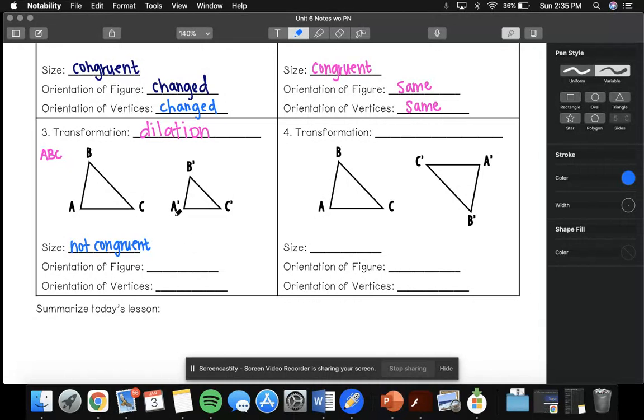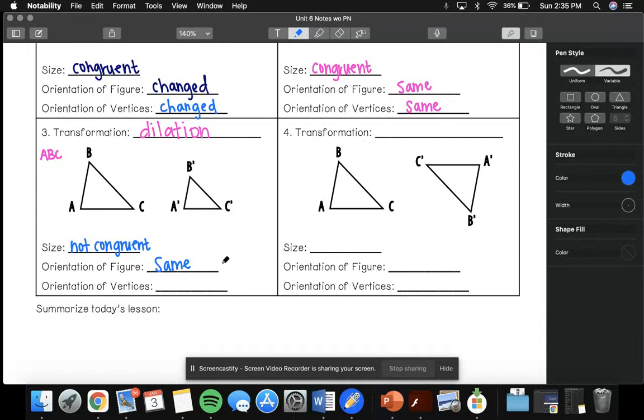Okay, the orientation of the figure. Again, figure facing. Is this still facing the same way? If I look at A to A prime, it's still in the bottom left. So we did not change the way that it's facing. So it stays the same.